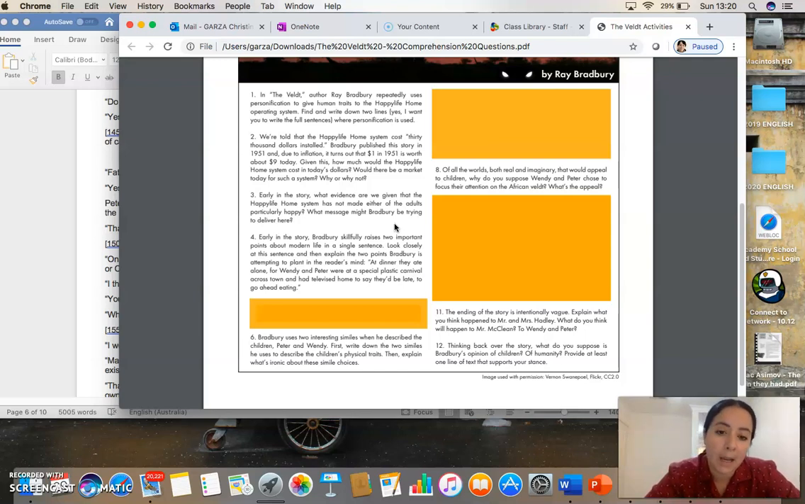Okay. Let's continue. We're going to go to question 4 now. Early in the story, Bradbury skillfully raises 2 important points about modern life in a single sentence. Look closely at this sentence and then explain the 2 points Bradbury is attempting to plant in the reader's mind. "At dinner, they ate alone, for Wendy and Peter were at a special plastic carnival across town and had televised home to say they'd be late to go ahead eating."